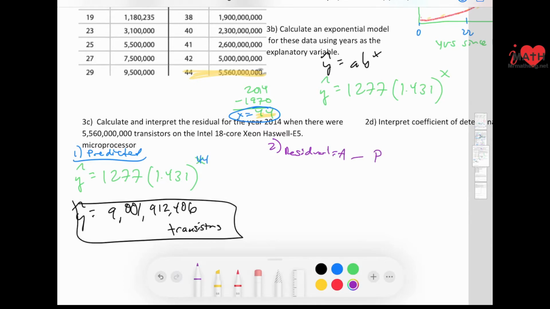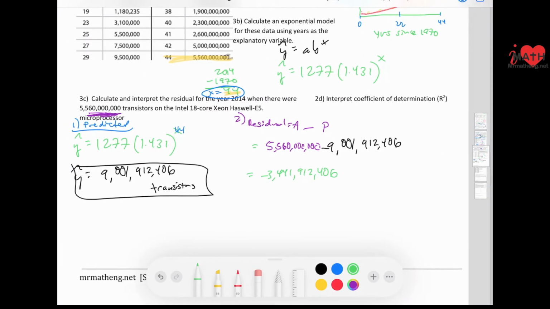So our actual is this number. And if you subtract it by our predicted, which was this number, and you do the math, you will get a negative number, which is okay. Negative 3,441,912,406.